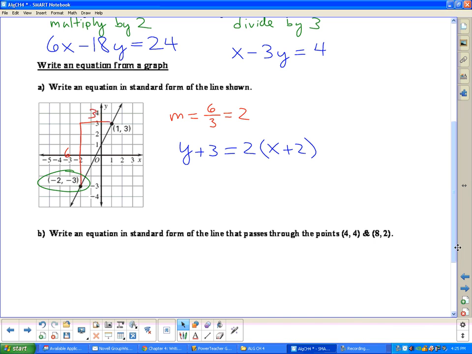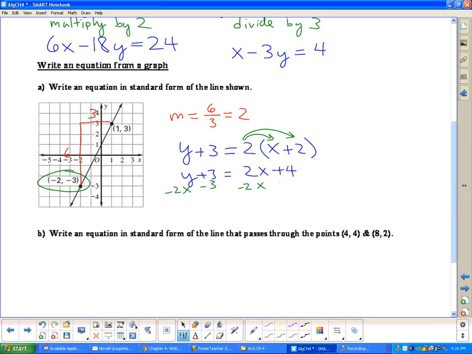Once I do that, that becomes y plus 3 is equal to 2x plus 4. And so now I need to do two things. One of the things I'm going to do is subtract 2x on both sides. And in the same step, I'm going to subtract 3 on both sides. So that'll do both of the things that I need to do.